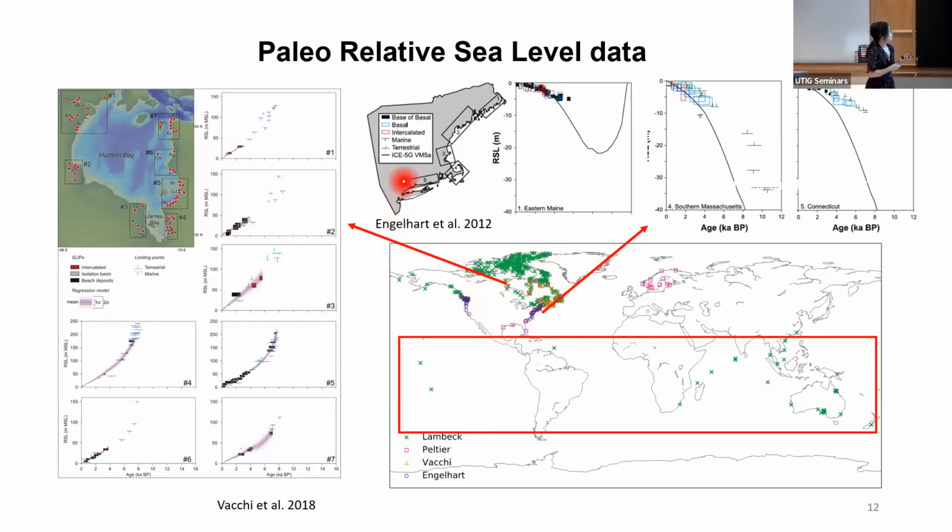I also show another group of the data set from Ingelhart. This is from the east coast of North America. You can see the pattern will be different. They just have a sea level rise, right? So sea level pattern is different globally. They show different patterns around the near field, also semi-far field, also the far field. So this is the data constraints to our model.